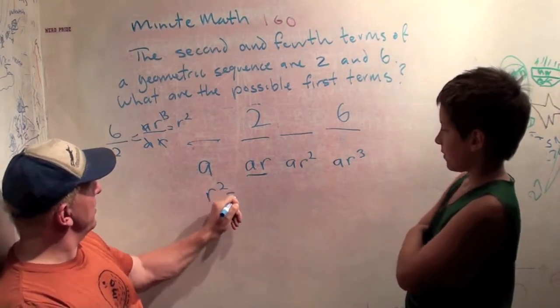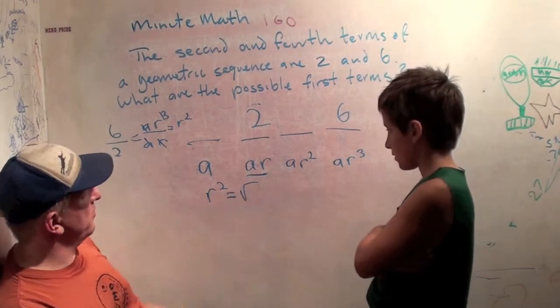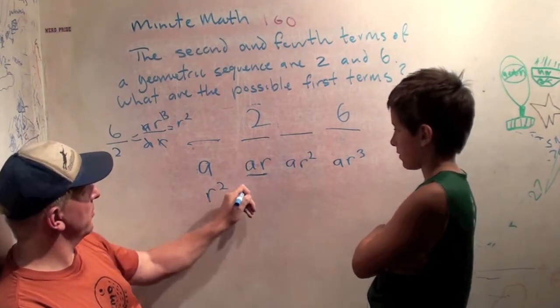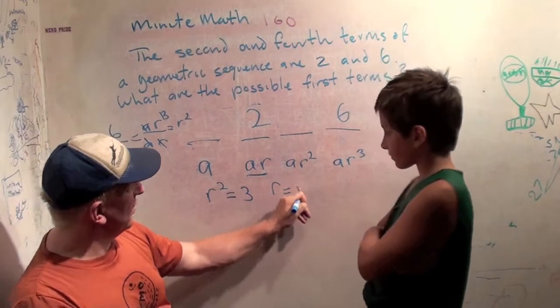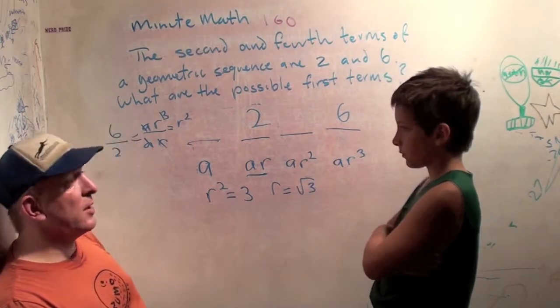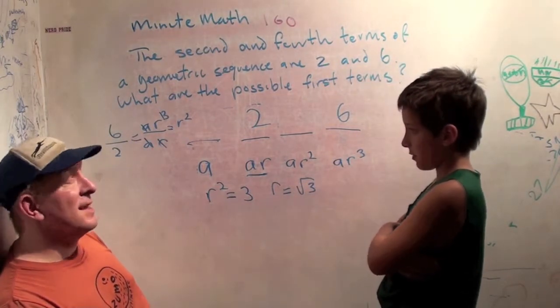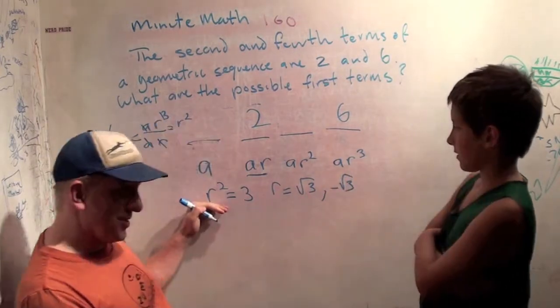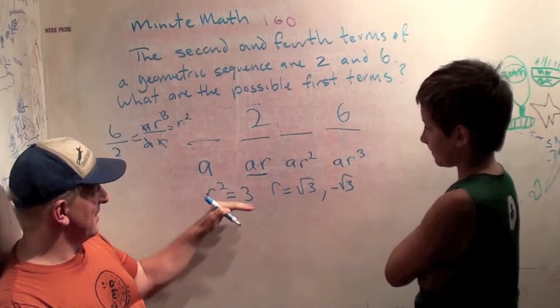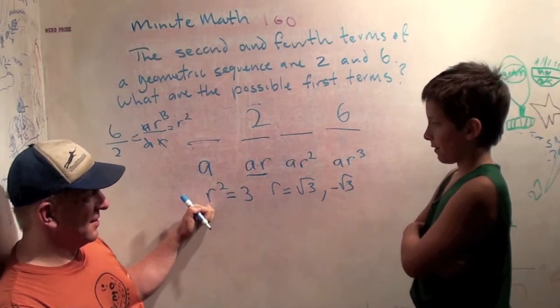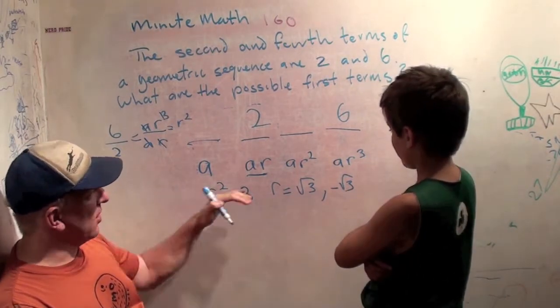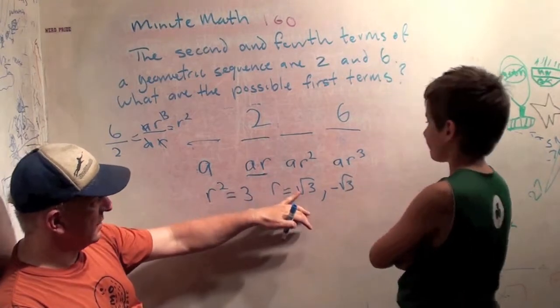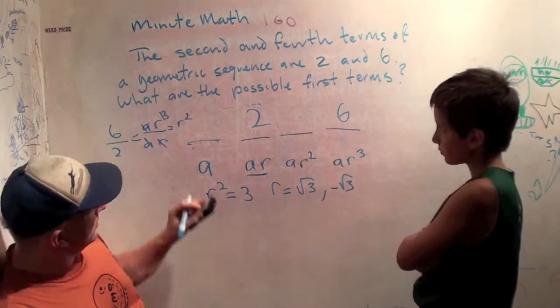R squared is 3. So R is a number so that when you multiply it times itself, you get 3. So one thing R could be would be the square root of 3. What else could R be? Negative the square root of 3. There you go. Not 9, because 9 squared is 81. And not 1, because 1 squared is just 1. So R could either be the square root of 3, or minus the square root of 3.